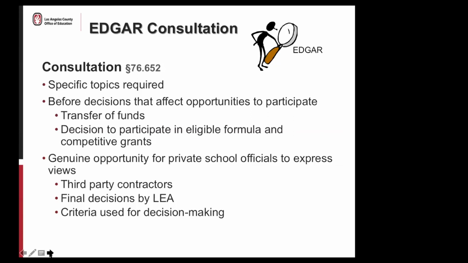Keep in mind, though, that while consultation is required for these and other topics, the final decision is with the district. Districts must provide an opportunity, and they must openly consider the views of the private school, but in the end, it's a district decision. A genuine opportunity for private school officials to express their views also comes into play under selecting third-party providers. In that case, again, the district has the final decision, but you consult with the private school on those topics.